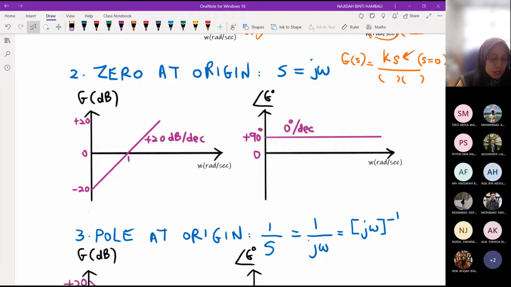So for zero at origin, the starting point is negative 20 dB. This is the starting point for theory number two, zero at origin. While for the slope, it is positive 20 dB per decade. How to measure, how to calculate this slope of 20 dB per decade?